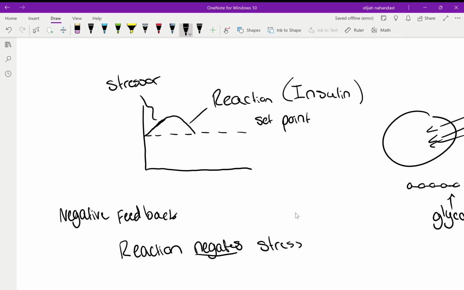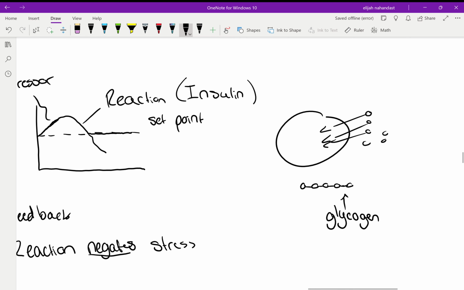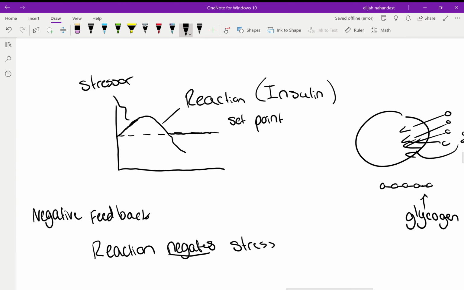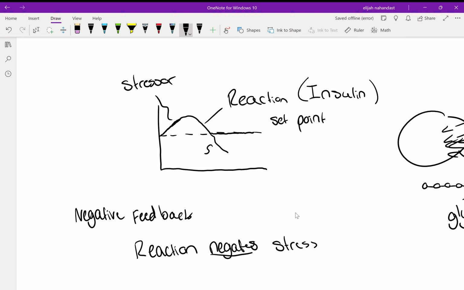Now, let's say that our body makes too much insulin, because we know that it's not just going to come down to the set point and then remain stable from there, right? That's not how the body works. Well, let's say we make too much insulin, and let's say our cells bring in too much sugar. So now we have too little blood sugar. Well, that would be a stressor. So our stressor is low blood sugar now. That's caused by excess insulin.